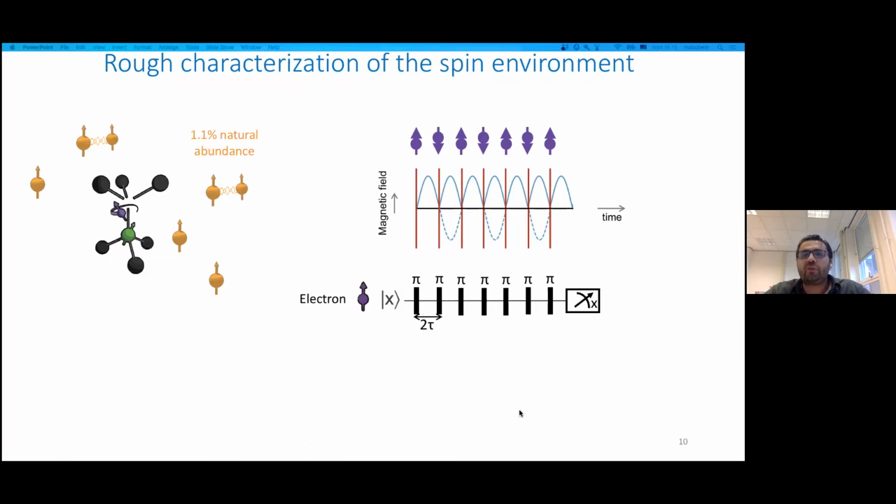So if we would prepare, for example, the electron in a superposition state, let's say X state, and then apply this sequence of dynamical decoupling pulses and sweep the time between these pulses, which we call here tau, and then measure the remaining coherence in the signal, we will get a dip in the coherence signal if this time is in resonance with one of these nuclear spins. So as you vary the time, it might hit a resonance of one of these nuclear spins, and then you would see a dip in the signal, and you know that this is a nuclear spin around this time.